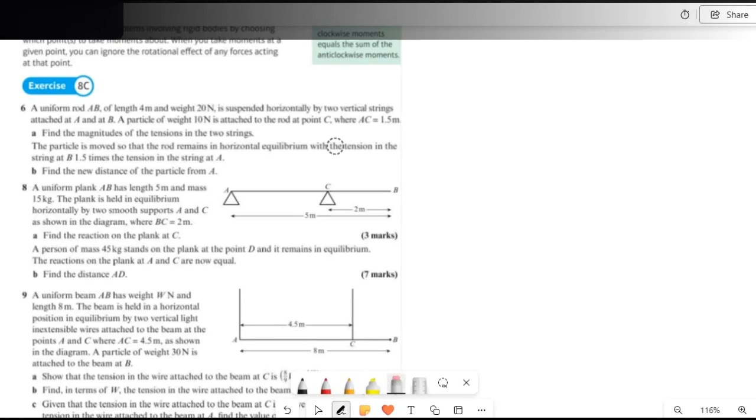For number 8, a uniform plank AB has length 5 meters and mass 15 kg.